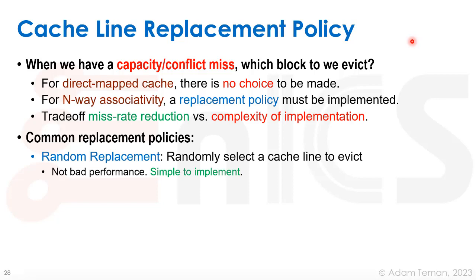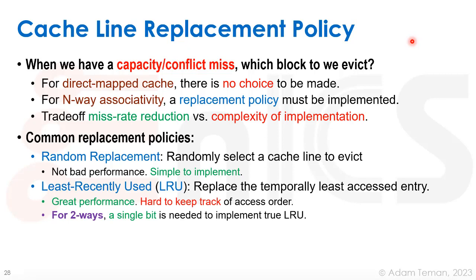And the first kind of trivial one is random replacement, where we would randomly select a cache line to evict. And surprisingly, the performance of that is really not that bad, and it's very simple to implement such a thing. The best way of doing it practically is least recently used, which means that we remove the least accessed entry, the one that was accessed the longest time ago, and that gives us really great performance. But it's really hard to keep track of the access order. You can think about it, but we'd have to manage all kinds of queues which show which are the latest access, and if we have a lot of cache lines, that gets really complicated.